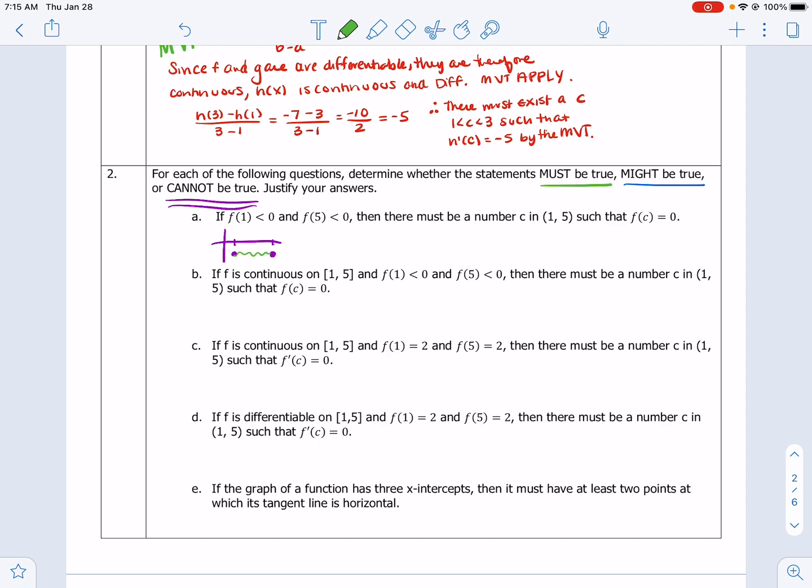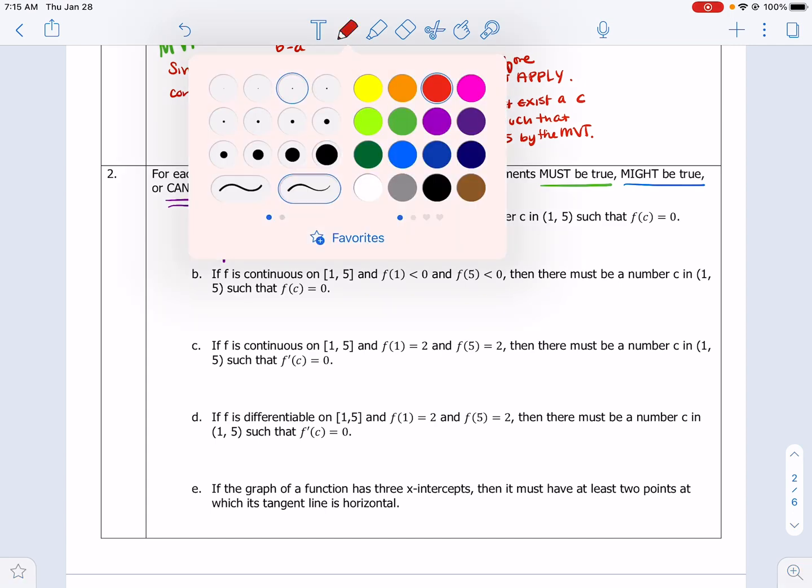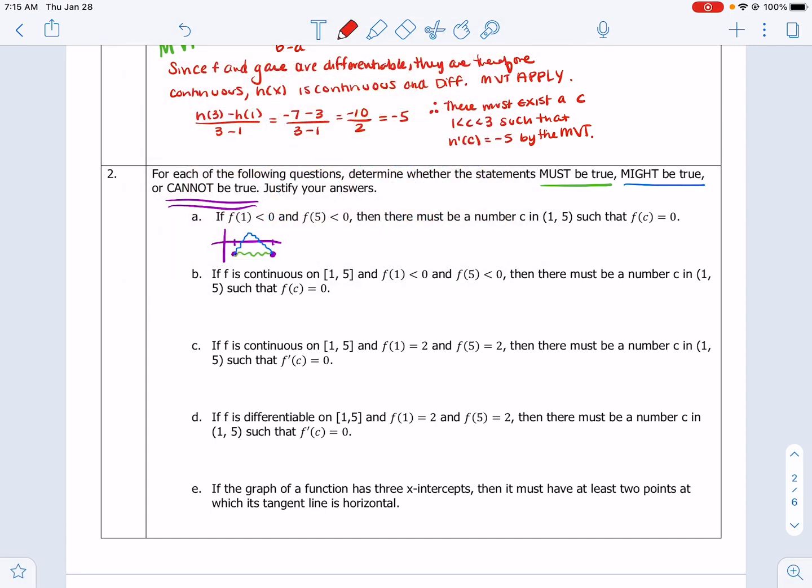Maybe the graph looks like this. Maybe the graph looks like this. Or maybe the graph isn't even continuous. They said nothing about continuity. So maybe the graph looks like this, and it starts back over there and goes like that. So again, this might be true, but we don't know. There's not enough information to tell us what is going on, okay?